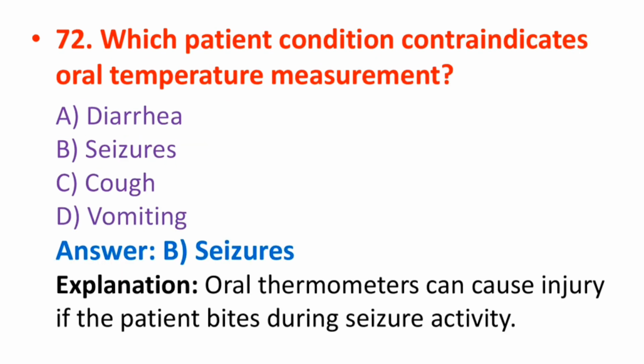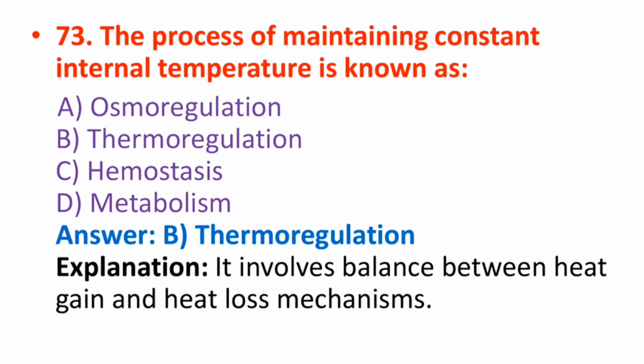Which patient condition contraindicates oral temperature measurement? Option A, diarrhea, option B, seizures, option C, cough, option D, vomiting. The correct answer is option B, seizures. Oral thermometers can cause injury if the patient bites during seizure activity. The correct answer is option B, seizures.